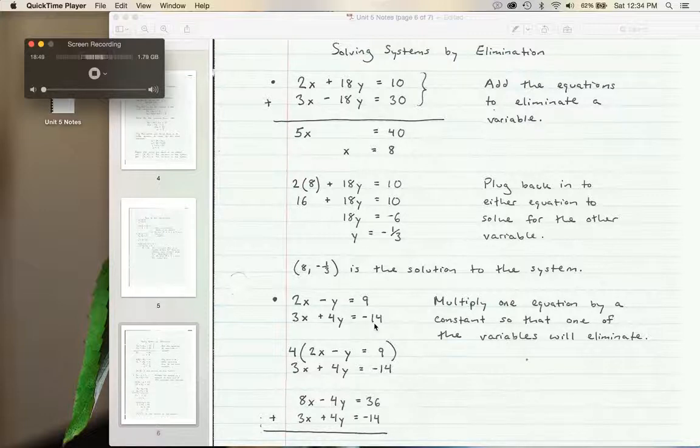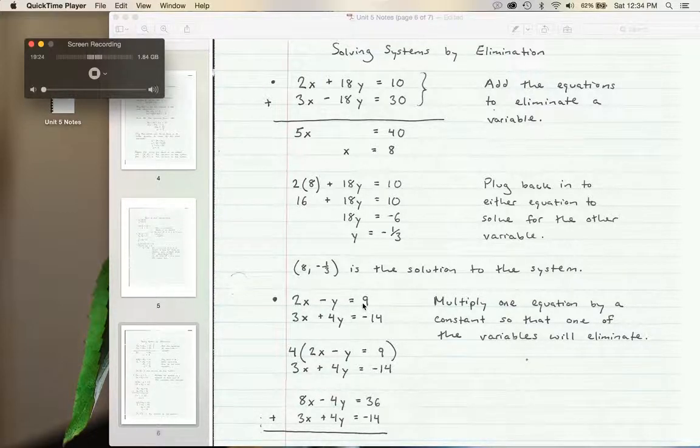So what I would need to do is create some kind of modification so that I have a variable that gets eliminated when I add the equations. Here, again, you can make a choice. You can decide to eliminate the x variable or the y variable, but I like to make the choice that will make my life the easiest. So I think I'm going to try to eliminate the y variable because I can easily make this negative 1 a negative 4 if I multiply the whole top equation by 4.